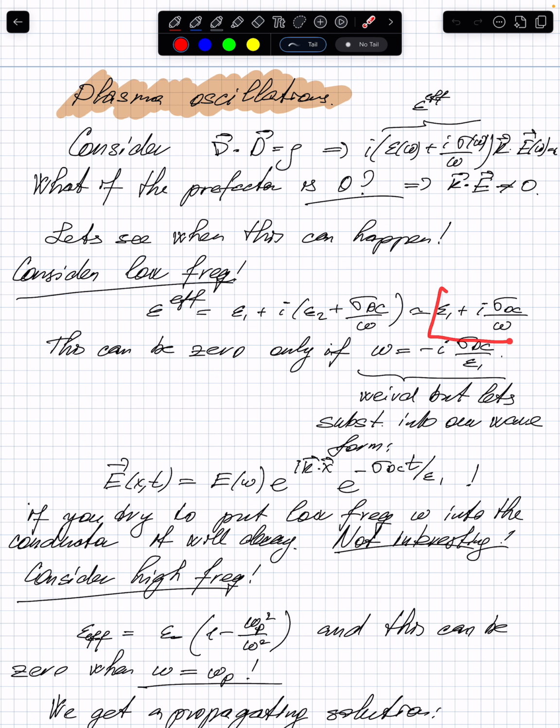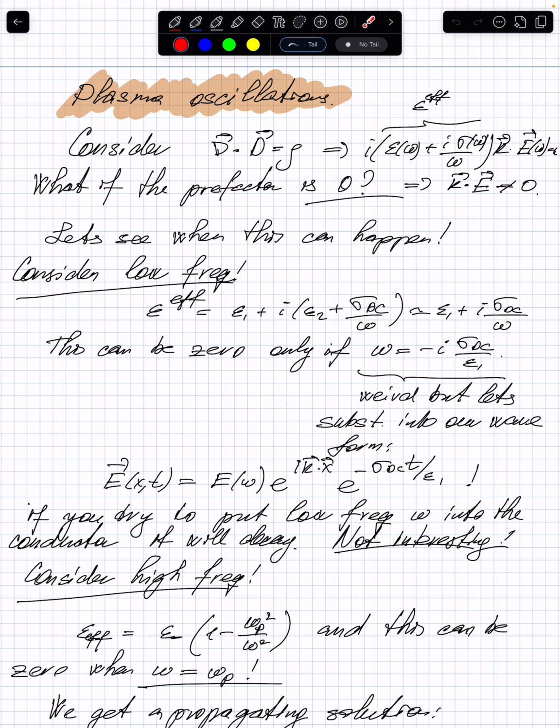So now this can be zero in principle, so I can set this to zero. If I set this to zero, then the frequency is going to be purely imaginary. It's kind of weird, but let's substitute this into our wave form, and we will get the following solution inside the conductor, where we see exponential decay as a function of time.